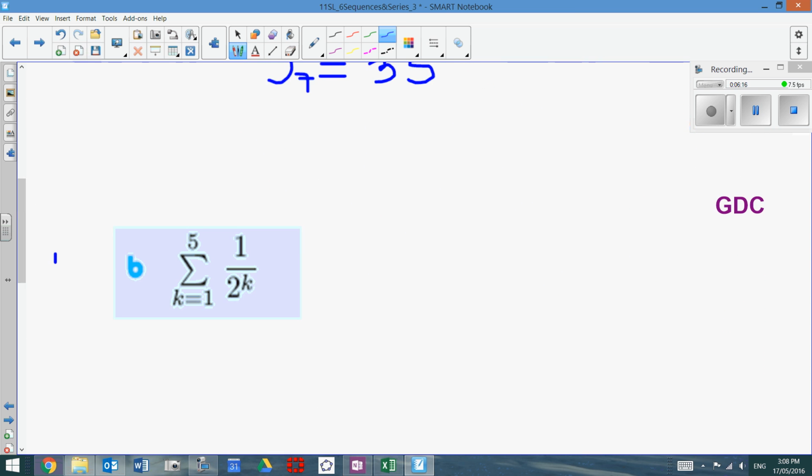For this one, we're going to start when k equals 1, and we're going to go up to when k equals 5. Go ahead and pause here and try to set this one up yourself, and we'll also check our answers with the GDC.